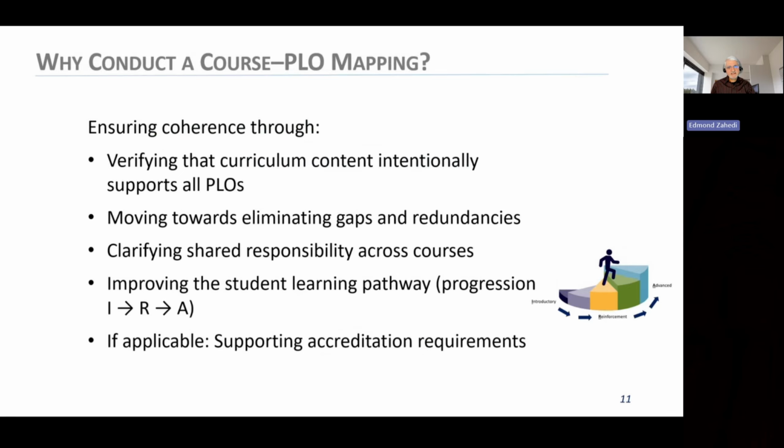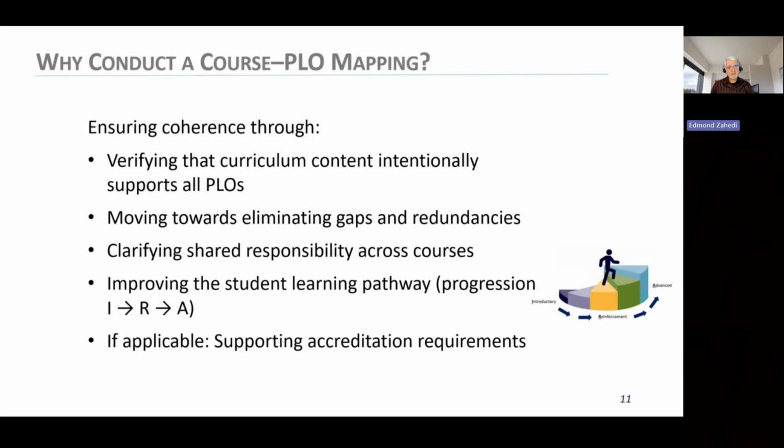Now we can better understand why we do the course PLO mapping. We would like to ensure program coherence. It's essential to verify that the curriculum intentionally supports all program learning outcomes. This ensures no outcome is left to chance. Mapping also helps identify gaps and redundancies. We can see what's missing, if something is missing, and what is repeating, if something is being repeated.